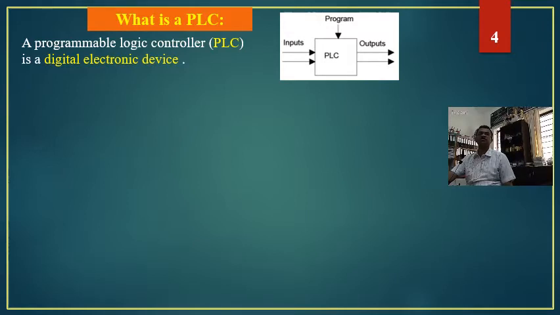In this particular figure we can see that a PLC, just like an electronic system, takes the input in, processes it, and produces the output. Especially for processing the input by the PLC, proper programming is needed, so that program will be fed to the PLC.